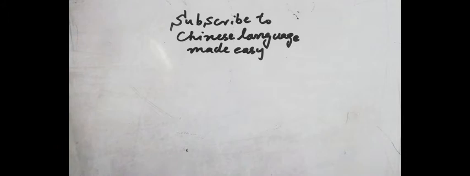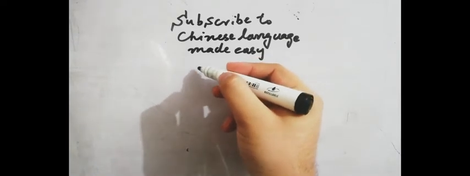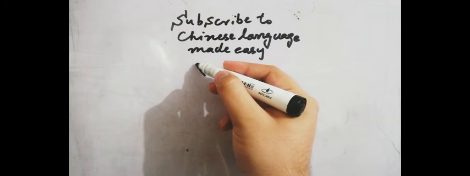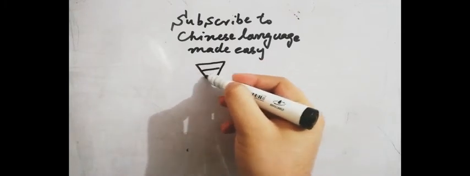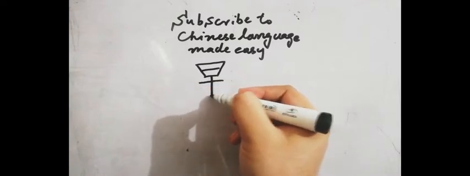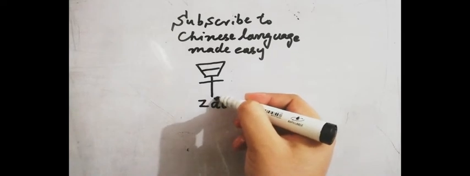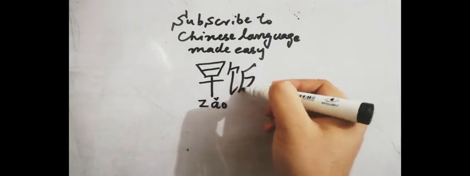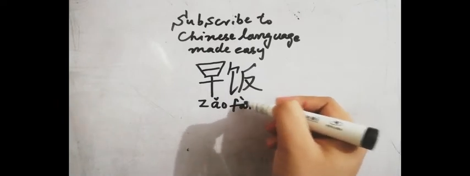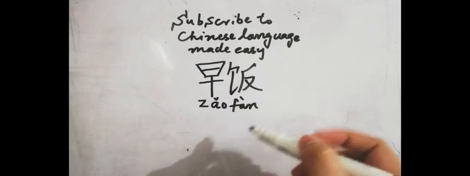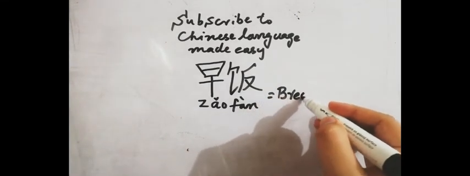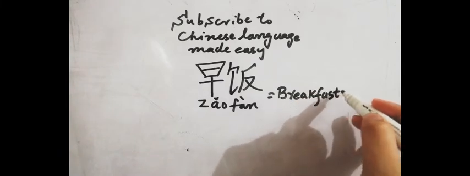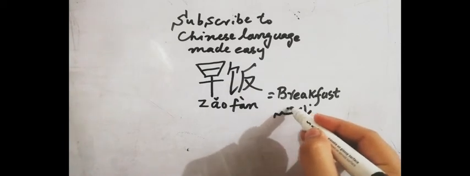I'm Muhammad Shahid and today I will discuss how we are going to say breakfast in Chinese language and how we are going to write it. So you can see it over here. How are we going to write it? I'll just write it in front of you. You can see how we are going to write breakfast in Chinese characters. Zao fan means breakfast, and in Urdu we call it nashta.